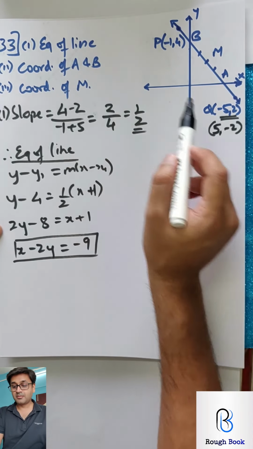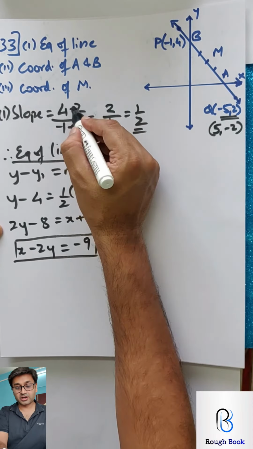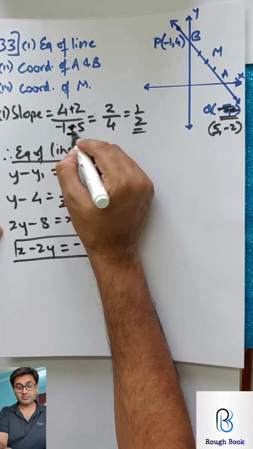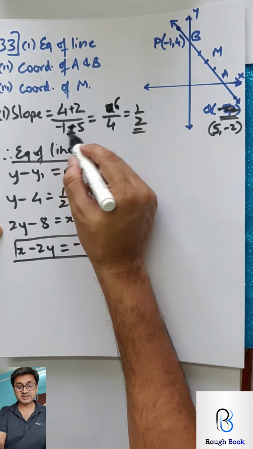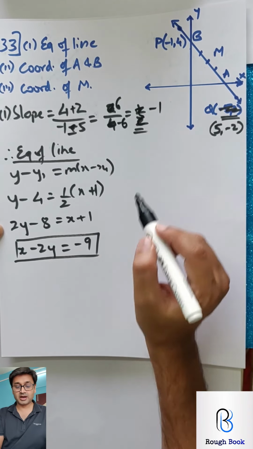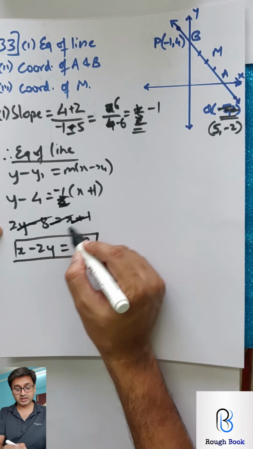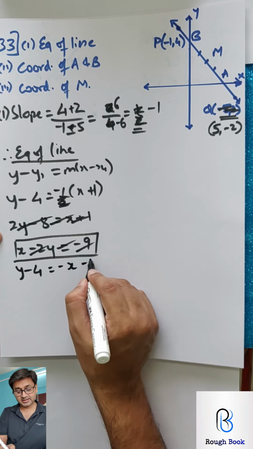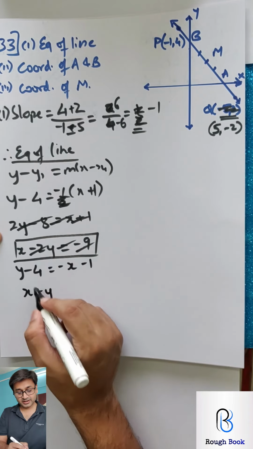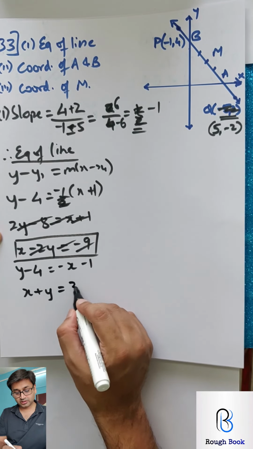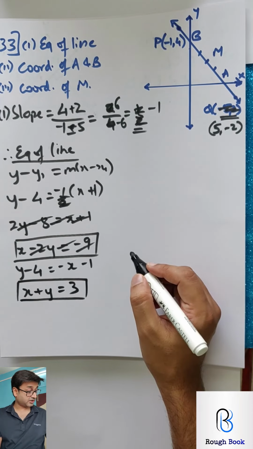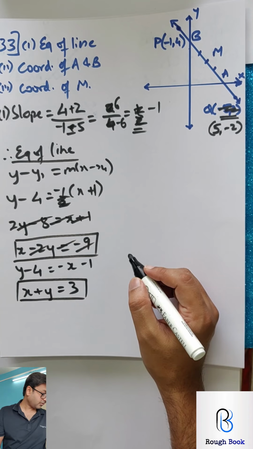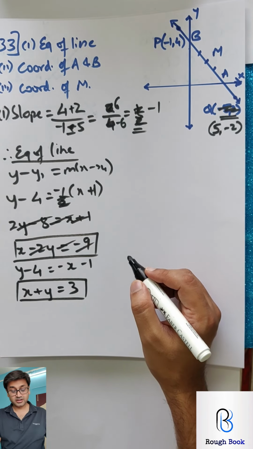4 minus 2, so it is going to be 4 plus 2 rather. And minus 1 minus 5. Let's cancel this. So 4 plus 2 is 6 and this is going to be minus 6. So minus 1. So this 2 goes over here. Let's cancel these two lines. So I will get y minus 4 equals minus x minus 1. So x plus y is equal to 3. Now are we correct? Please tell us. If I am wrong now, then it's my mistake. So 33 this is, and the answer is correct. X plus y is 3.